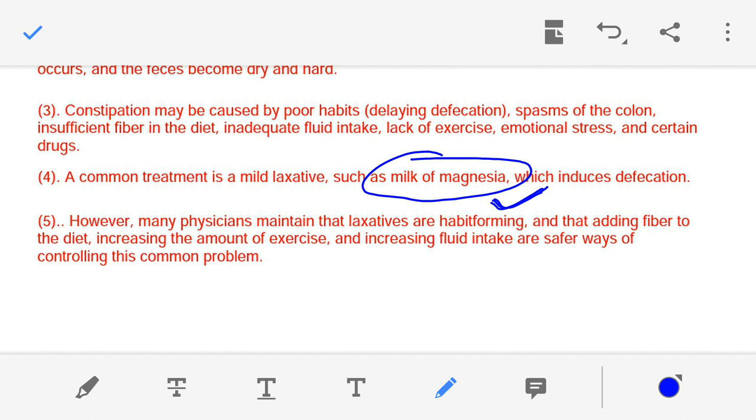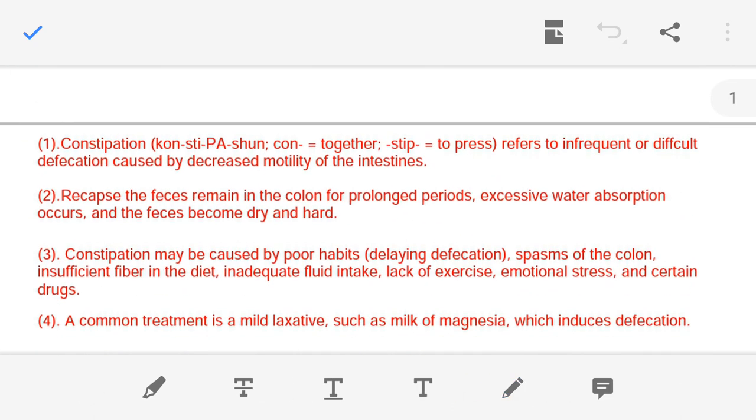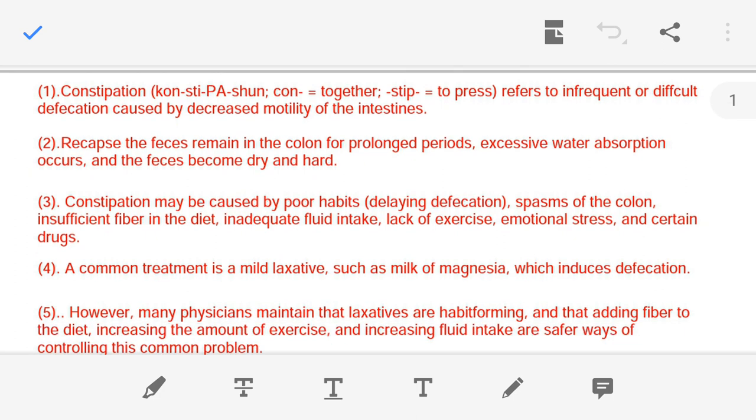So to avoid constipation, a person needs to add fiber in his diet. In our food, fibers should be included. Then one needs to perform regular and daily exercise. Then from time to time we should drink a sufficient amount of water. These are the safer ways of controlling constipation. So with this we have completed the discussion of constipation.